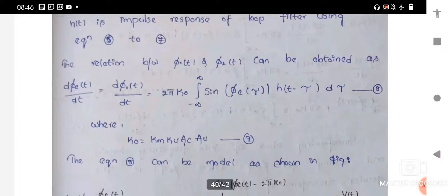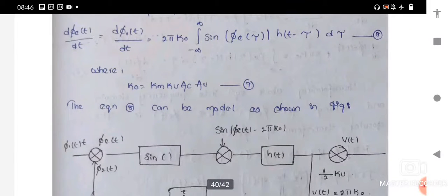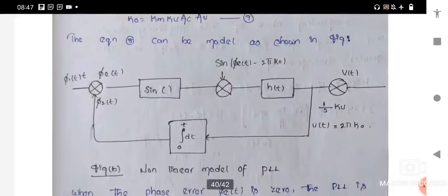The relation between phi 1 of t and phi 2 of t can be obtained as d phi e of t by dt equals d phi 1 of t by dt minus 2 pi k naught integral from minus infinity to infinity of sin of phi e of tau h of t minus tau d tau. This is represented as equation 8. Here k naught represents Km Kv Ac Av, which is represented as equation 9. So equation 8 can be remodeled as shown in the figure.